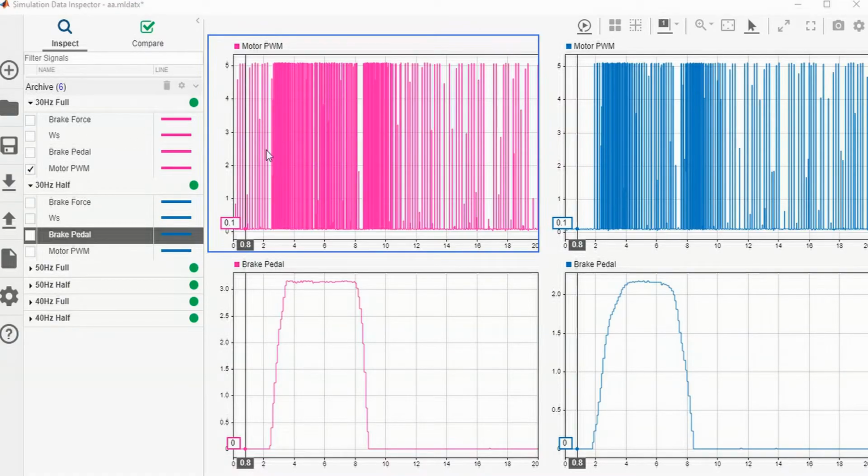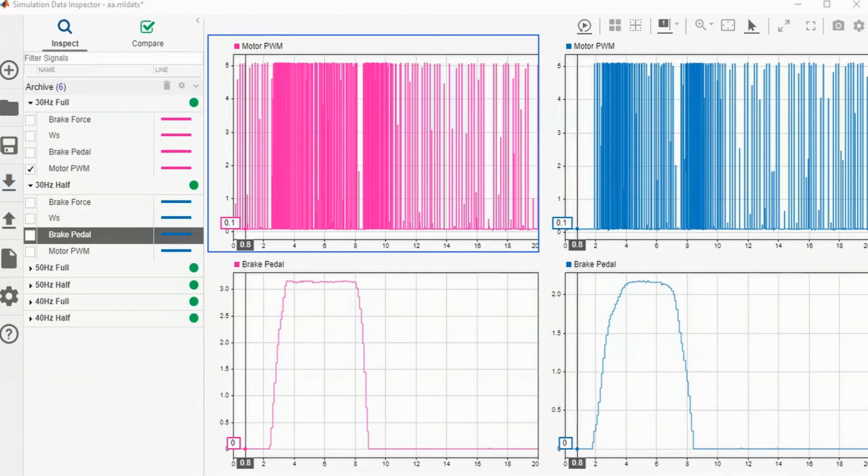For the third data analysis, I will show the difference on the pedal, force brake pedal versus PWM value. So the data here, the pink color represents half press on the brake pedal, but the blue color represents full press on the brake pedal. I will explain about the half press first.